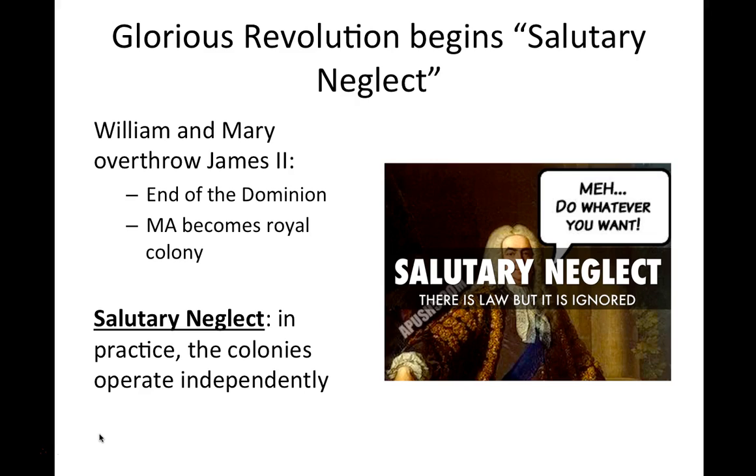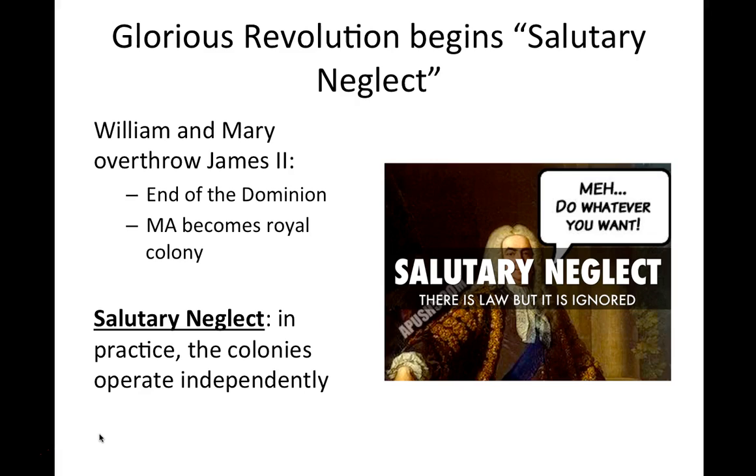And you'll read more about this in chapter 4. But basically, there are laws governing the colonies. There are colonial governors governing the colonies, appointed by the king. There are navigation acts deciding where the colonies can trade, and all of these are largely unenforced. And so there's technically royal authority in the colonies, but the colonies themselves will largely do whatever they want, and they will not follow those navigation acts. And Parliament in England will essentially look the other way because they don't really care.